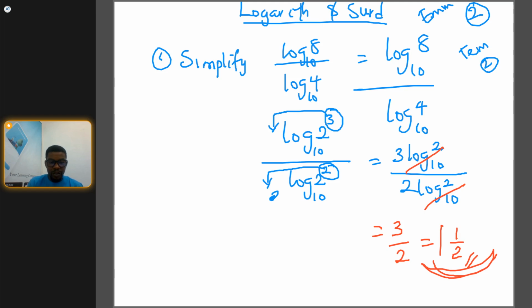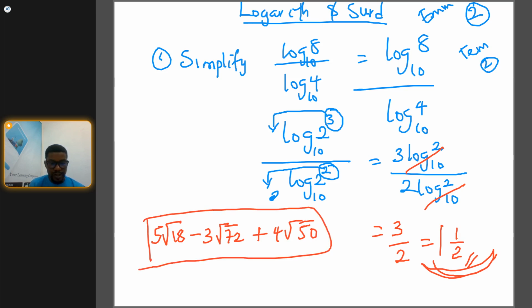So let's take one question under surd. I want you to simplify this: 5 root 18 minus 3 root 72 plus 4 root 50. Simplify this in surd. That's UTME question 2006. Simplify this in surd form.